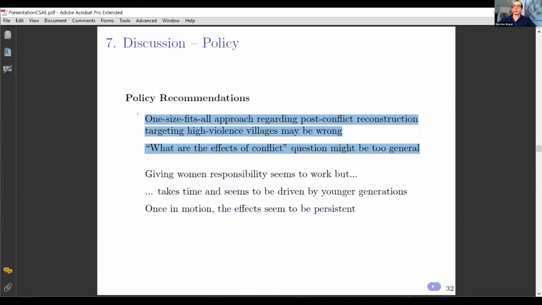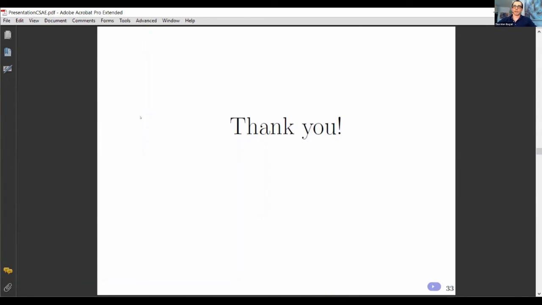If you see a village that experienced a lot of violence, we really have to understand who perpetrated the violence to be able to really target help to the special needs of these villages. And that's about it. Thank you very much.